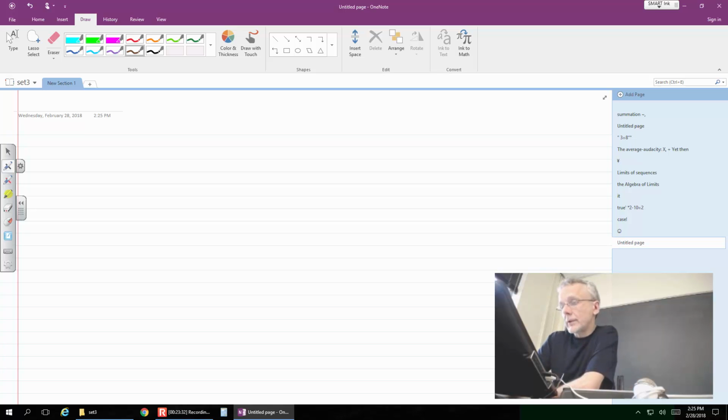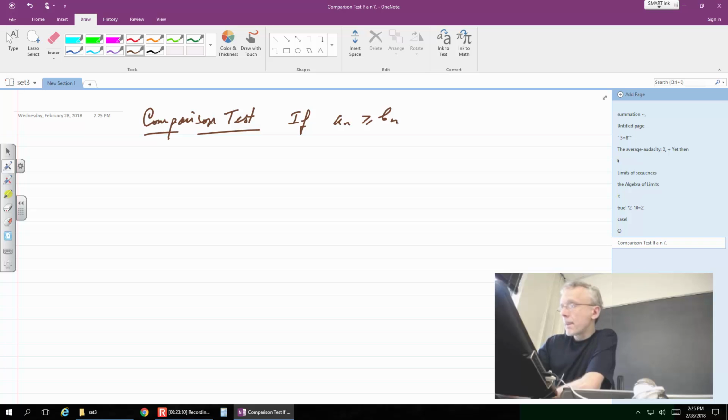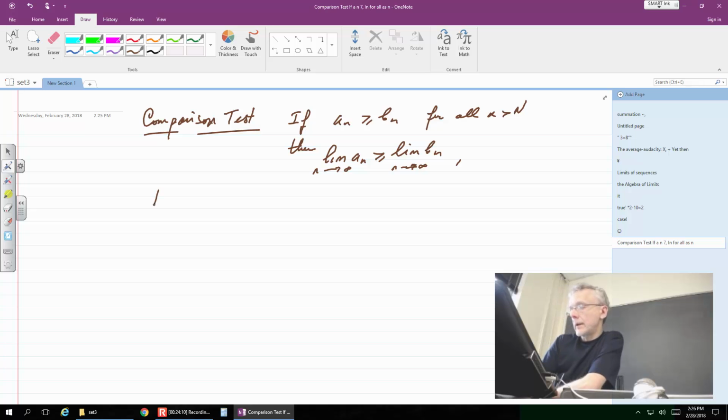Well, how about the comparison test? There are several. So an larger than or equal to bn, for all n larger than capital N, then their limits have the same relation, provided the limits exist.